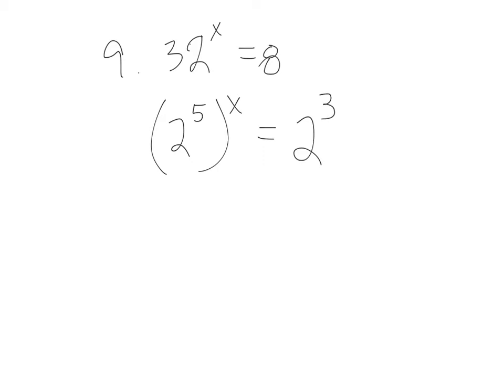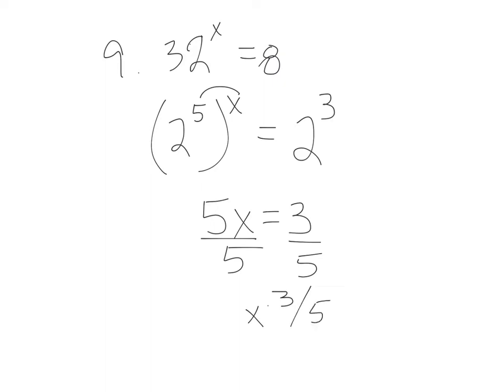So now I look at this and I go, okay, those exponents are equal. 3 over here is going to be equal to this. Well, if we have a power taken to an exponent, that means we multiply the exponents. So that equals 5x. And now this is a basic linear equation, divide by 5, and x is going to equal 3/5.